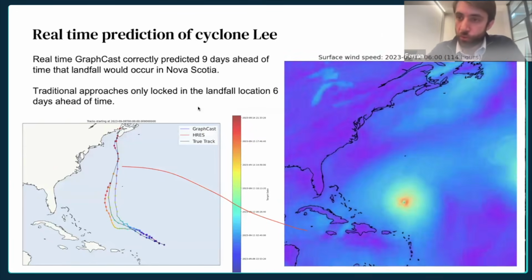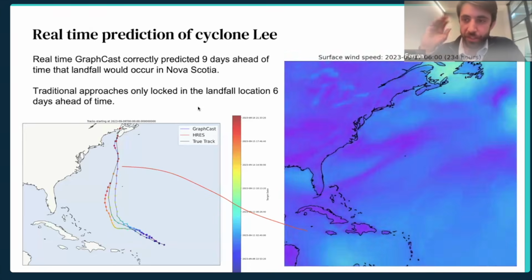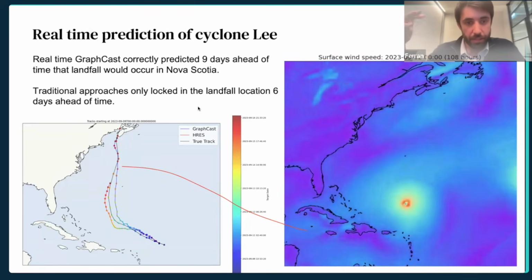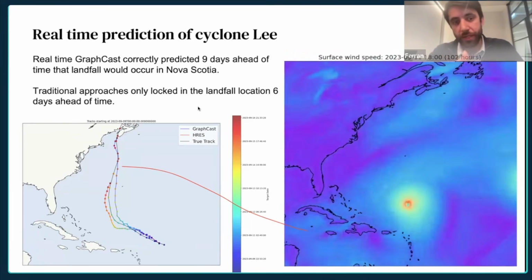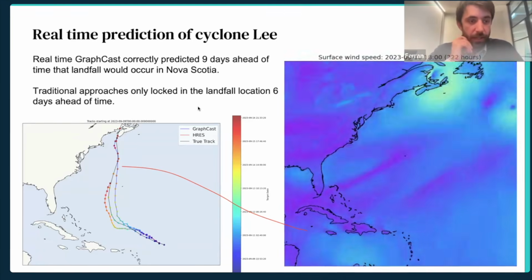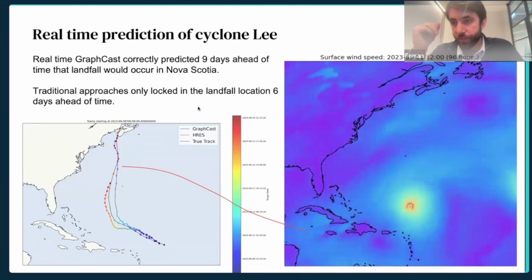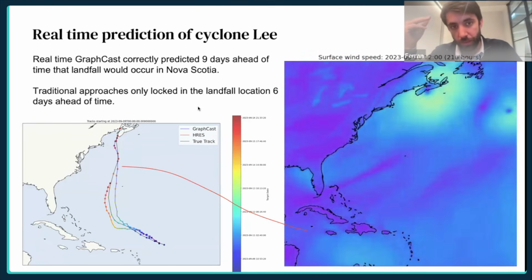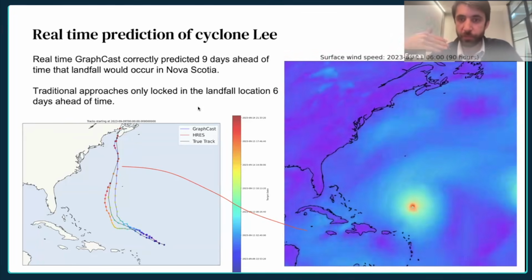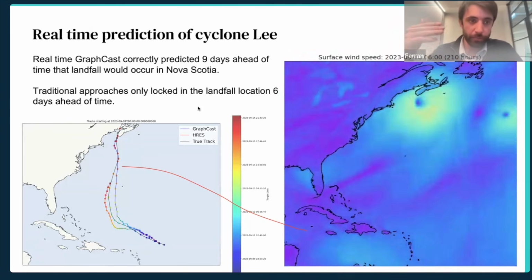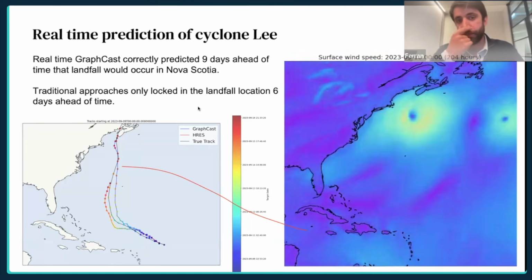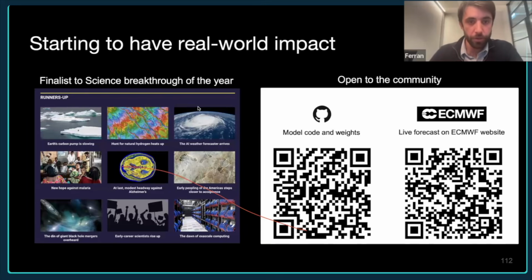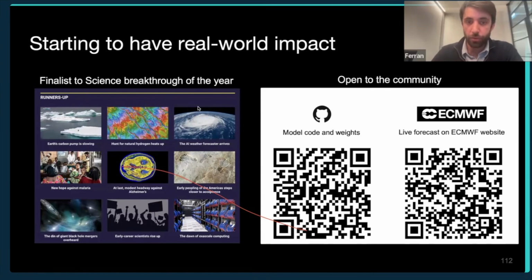Once we open sourced the model to the community, initially the press was a bit skeptical, but the first hurricane that happened after we open sourced the weights and the predictions was Hurricane Lee. And there, the overall field of machine learning did better than physics models, and GraphCast did particularly well, with multiple days of advantage compared to physics models in predicting that the hurricane was going to hit Nova Scotia. Here are the code and the weights, and you can also go to the European Agency for forecasts.